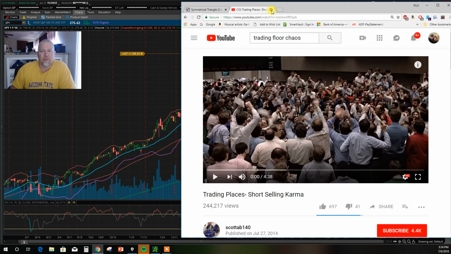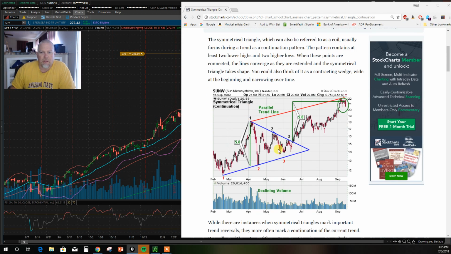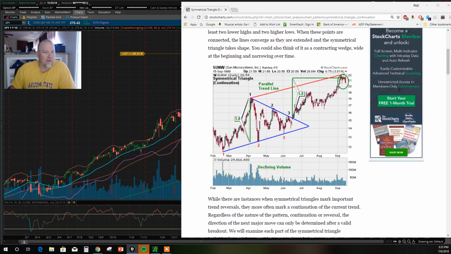I'm going to show you this thing called a symmetrical triangle. You can go right here on stockcharts.com, or you can Google symmetrical triangle. This is one of many chart patterns that's out there. Let's scroll down here real quick, and I want you to see this chart. It's a characteristic symmetrical triangle. This is the symmetrical triangle part of it, and then this is the parallel trend line that follows up, so you can price project off of that line.